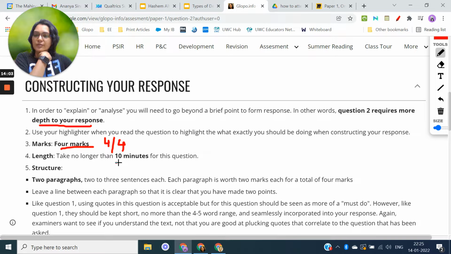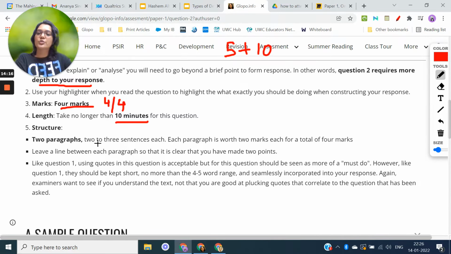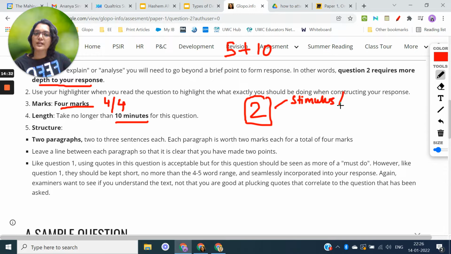How much time should you give while writing? So 10 minutes, right? So we have already covered 5 minutes for the first. Now we are covering 10 minutes for the second question. Structure, how you are supposed to structure. So there should be 2 paragraphs now. All right, there should be 2 paragraphs. One paragraph should be out of your stimulus which is given to you, or the paragraph which is given to you.